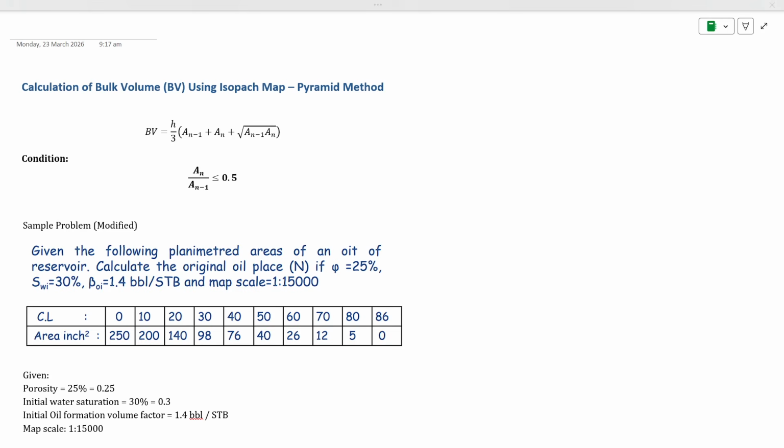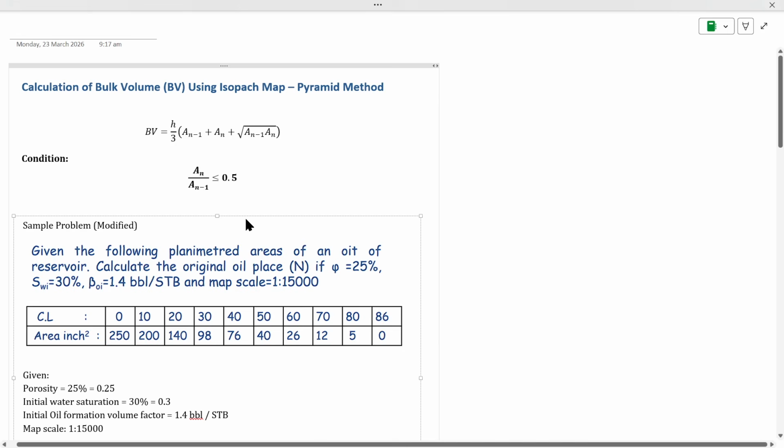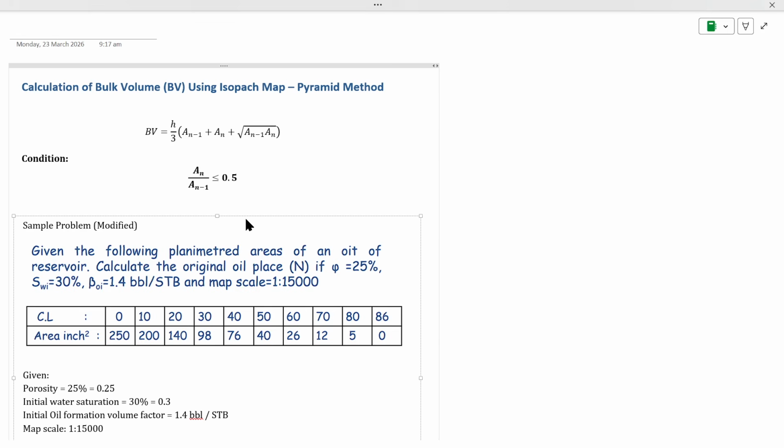For today's lesson, this is the continuation on how we calculate the bulk volume using isopach maps. This time, the method that we will be using is the pyramid method. This will be the following formula. We have the bulk volume equals H over 3. Take note that H is the thickness, multiplied by A sub n minus 1 plus A sub n plus the square root of A sub n times A sub n minus 1.